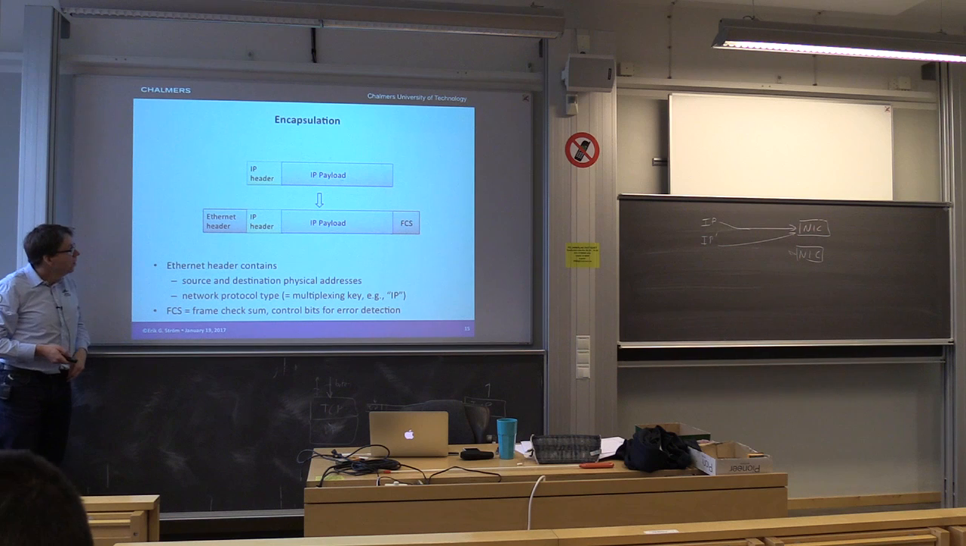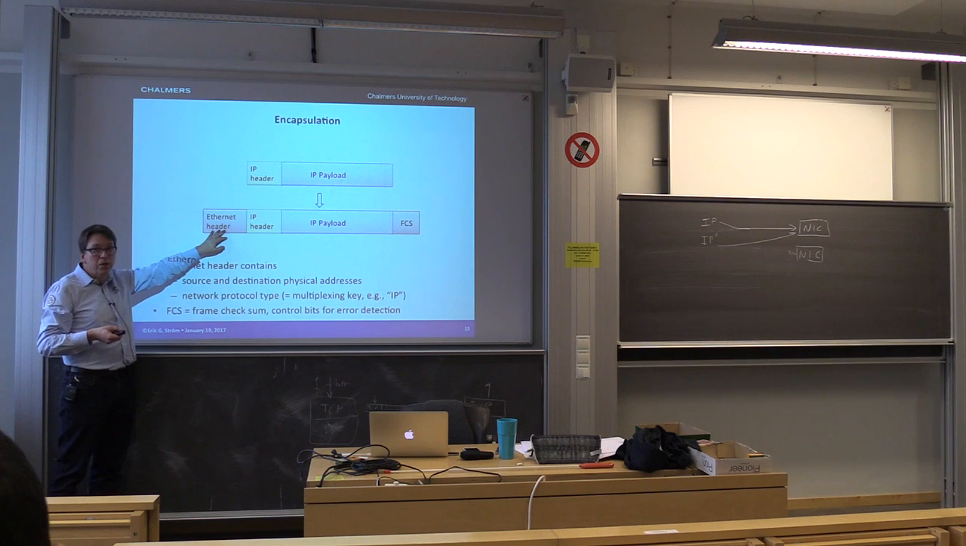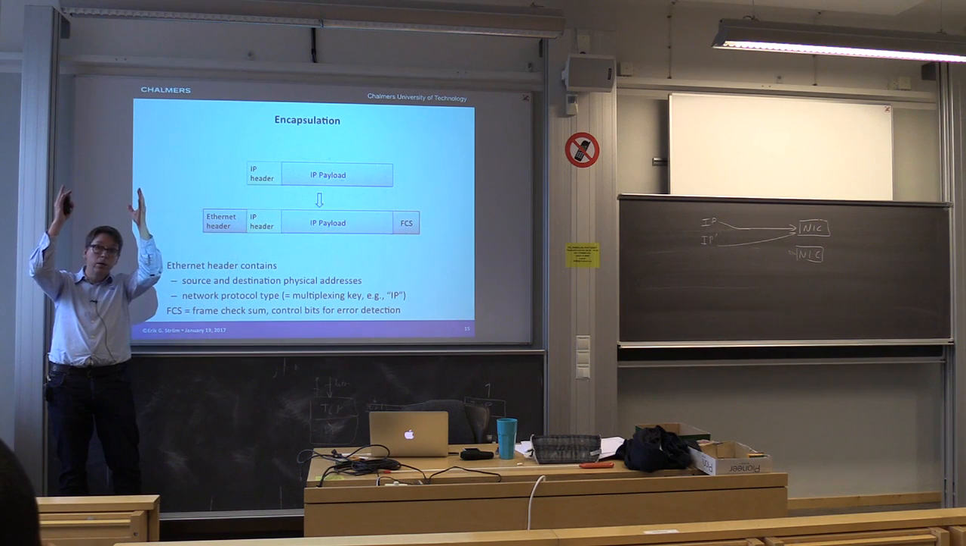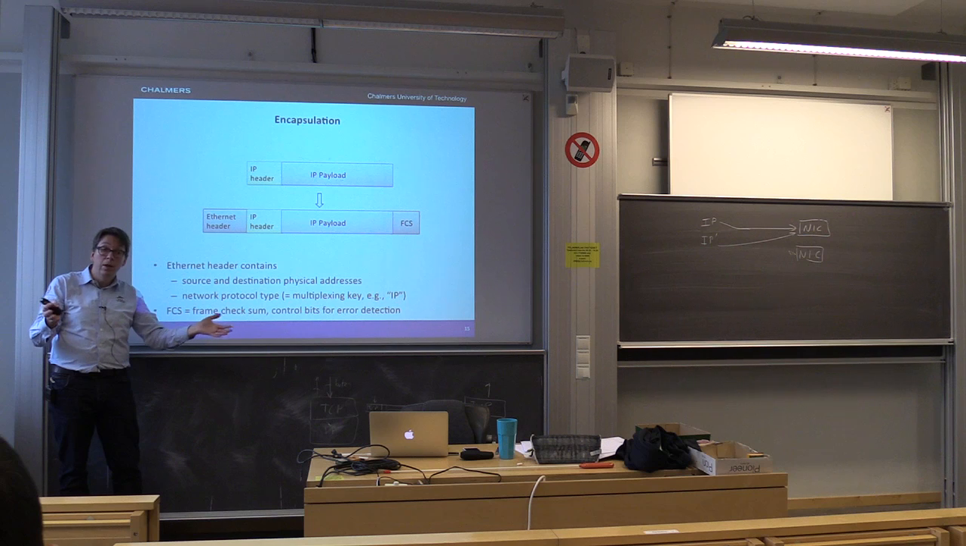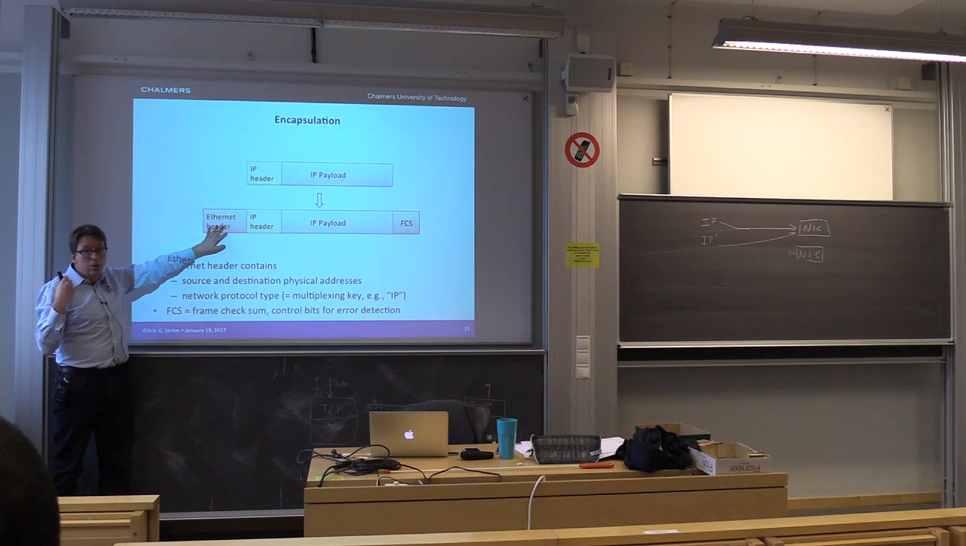Okay. Now, at the receiving end, of course, the receiving Ethernet entity needs to figure out what to do with this. And in the Ethernet header, there is a field that tells us that this is an IP packet. Then the receiver Ethernet card knows that the payload is an IP packet and can push it up to the IP layer. Because it could be some other packet also, and then it should go through some other hole in the roof. Right? Okay. So the Ethernet header contains the physical addresses and a field that says that this is an IP packet.